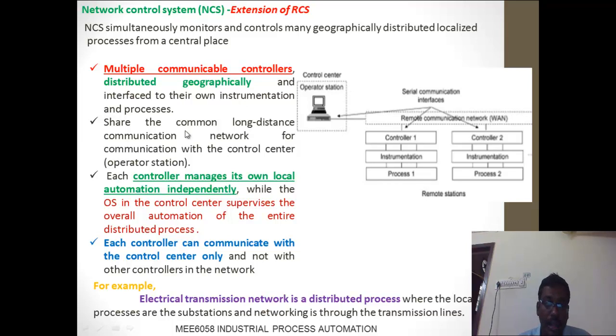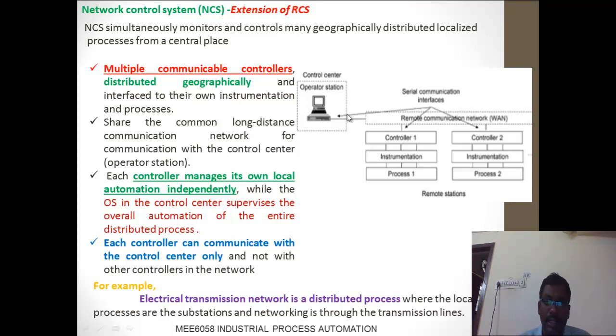Okay. And finally, it shares the common long distance communication network for communication with the control system. Yes, what I said is it is shared. If it's a local area network, we have some limits. It transfers data within some kilometers or some meters. But if you go to a wider network, it transfers wherever the station is.